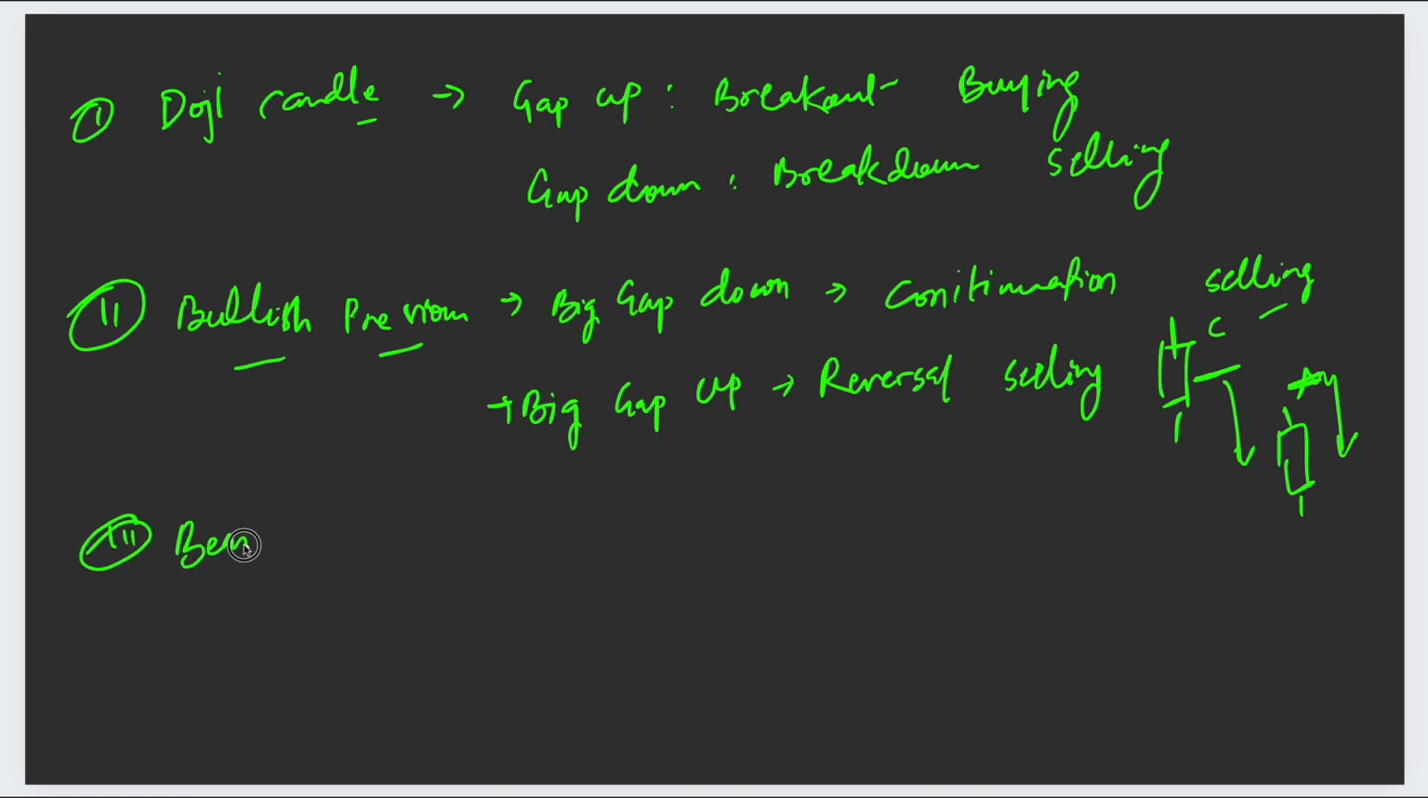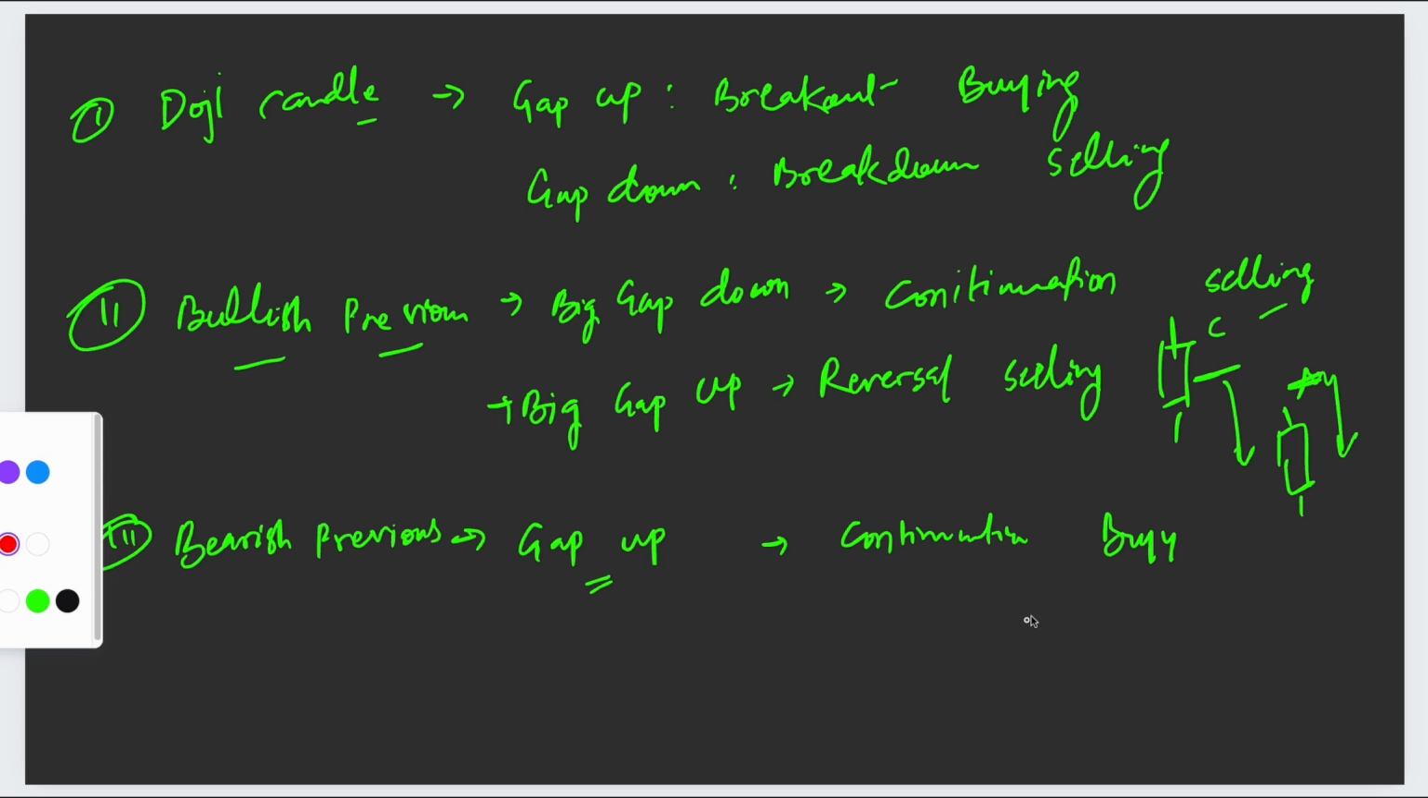Now the third case is a bearish previous day. In this case, if the market is opening a big gap up, then we'll go for continuation buying like this. Suppose this is the previous day, this is the close. So gap up, then we'll go for continuation buying like this, right? If the market opens gap down, then we'll go for reversal buying.